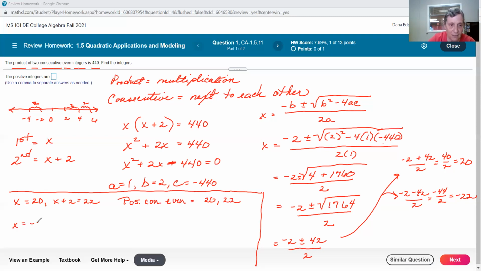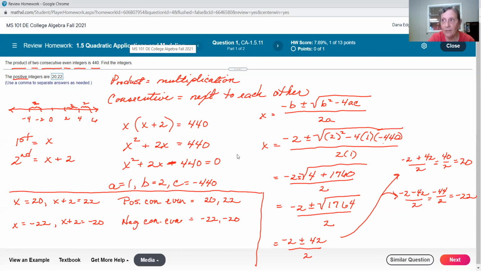When x is negative 22, x plus 2 would be negative 20. So negative 22 times negative 20 is also positive 440. There are two sets of integers, pairs of integers that'll do this, and it's 20 and 22 are the positive ones, and then negative 22 and negative 20 would be the negative ones.